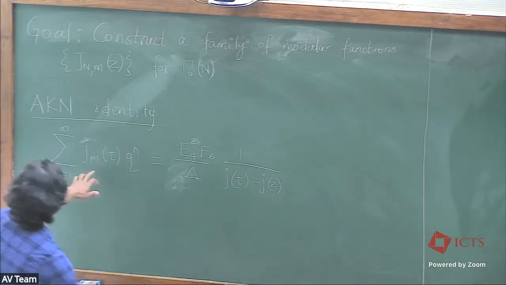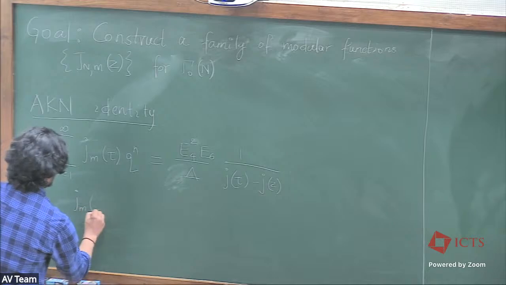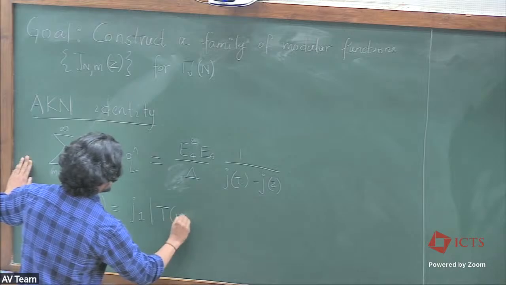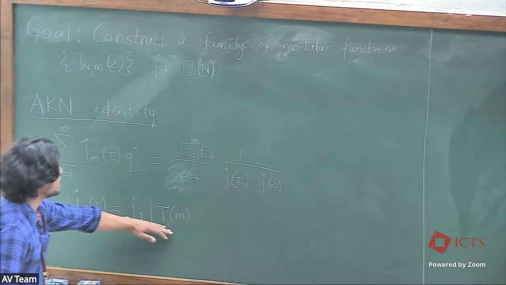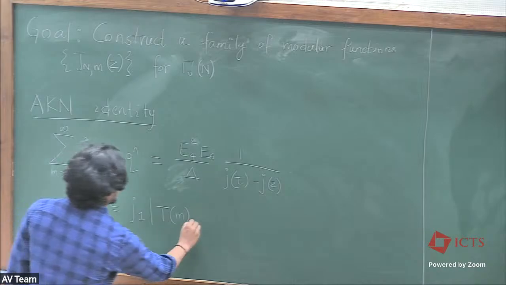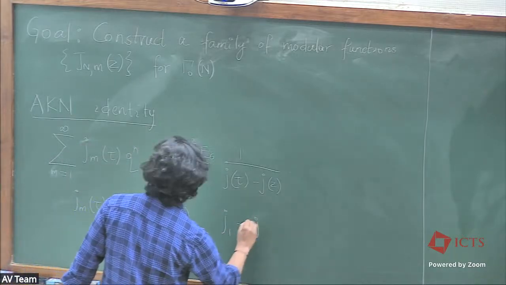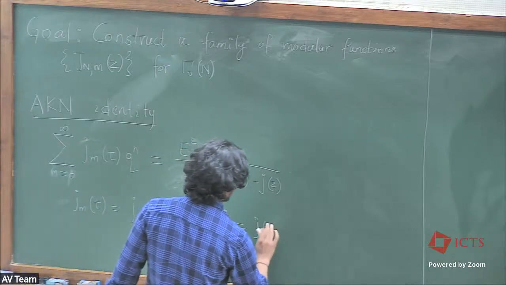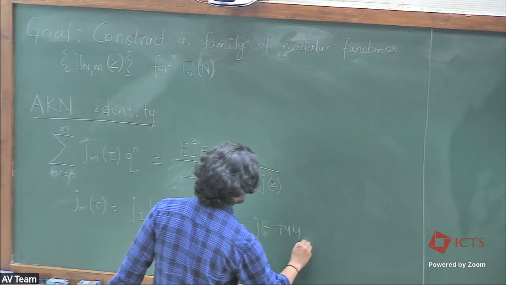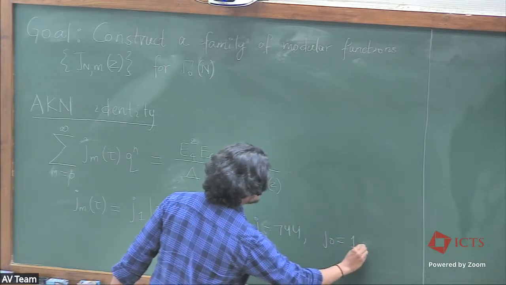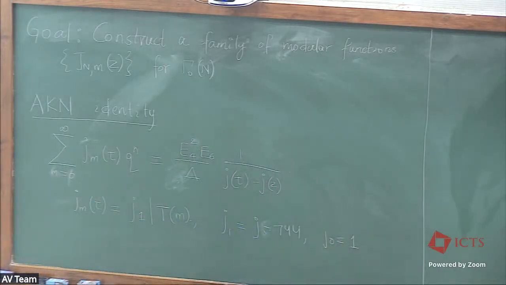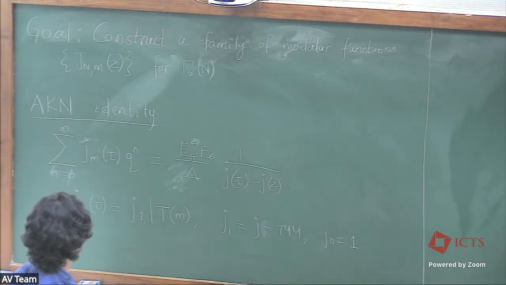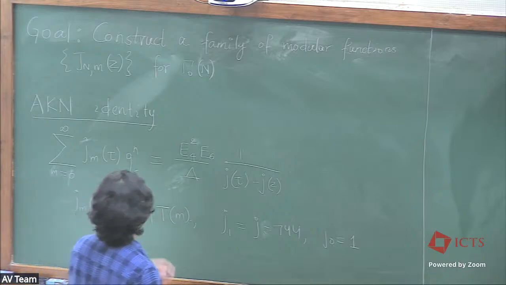And here, what are these functions that are appearing? J_m(tau) is basically the Hecke operator applied on J_1. And J_1 is simply j minus 744, and J_0 is just 1. And we can use this formula to prove the monster denominator identity. I'll explain a proof at the end of the talk in the general setting.